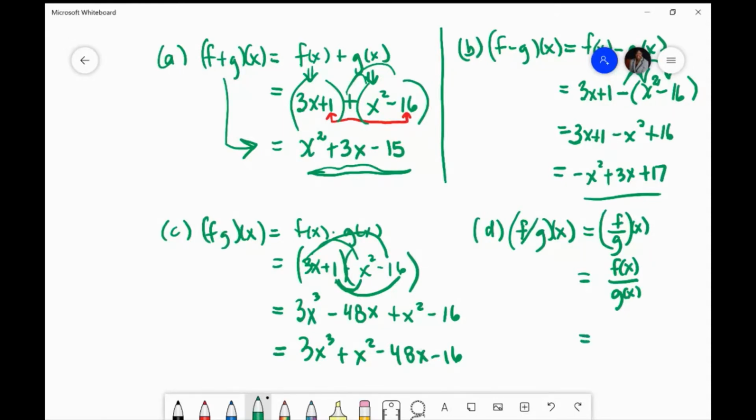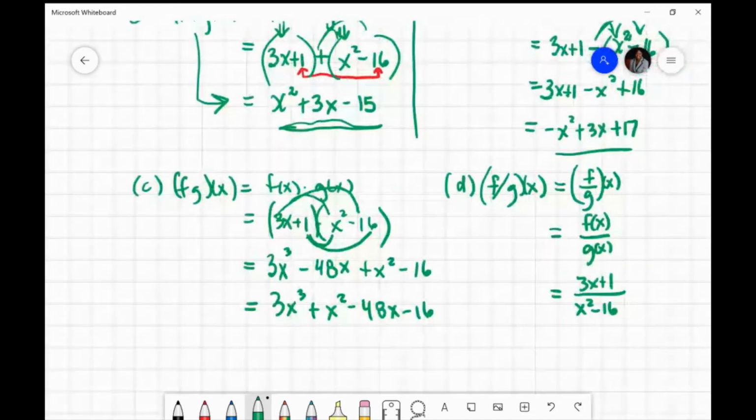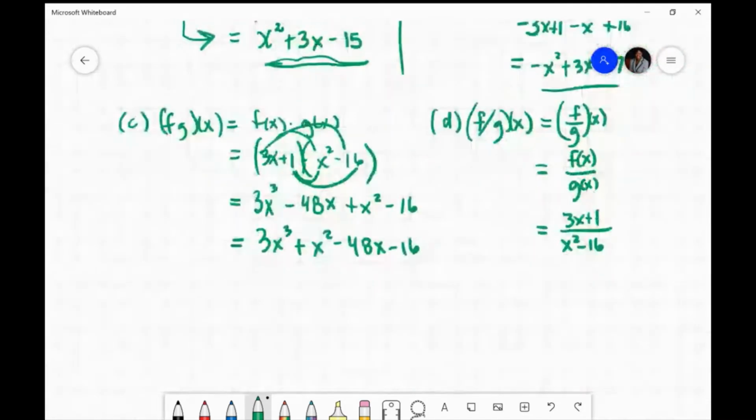F of x equals 3x plus 1 again, and g of x equals x squared minus 16. Can you simplify that in any way? No, I don't see it. Now you could factor the denominator, but will it cancel out with the numerator? No. Right. Just to make sure y'all are on your toes.